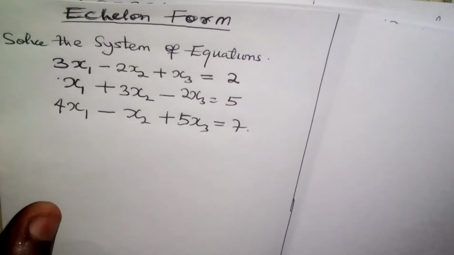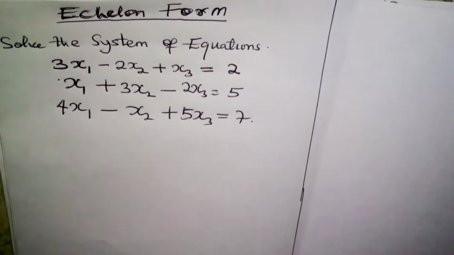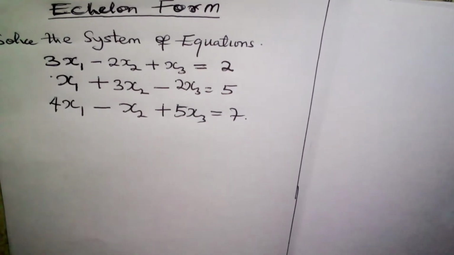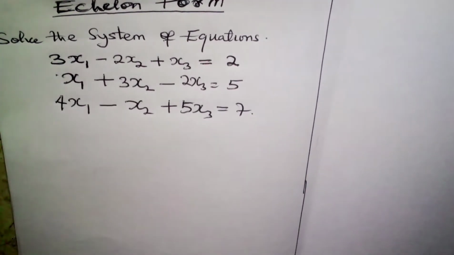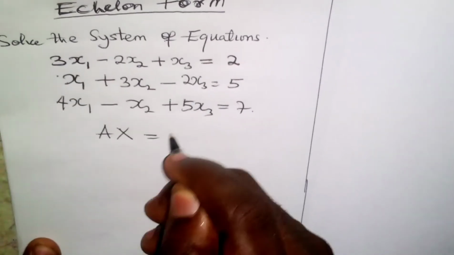And today I'll be taking you on another journey into the world of algebra. We're going to be explaining a concept known as the echelon form, and we're going to be using this concept to solve a system of equations. First, in order to use the echelon form, we have to convert the system of equations into matrix form, that is, using the concept of Ax equals b.